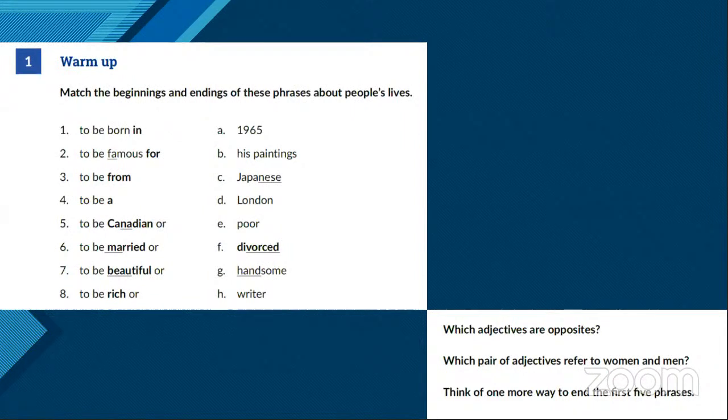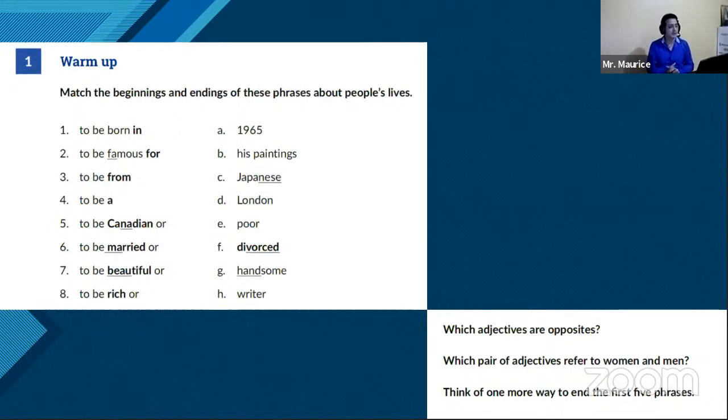Okay, Miss Genesis Arriaga, can you help me? Rich and poor. Yes, very good. Excellent. Okay, thank you, Mr. Walter. It was good. So we have 2 pairs. The number 1, as Mr. Walter said, married and divorced. And the other pairs of adjective, rich and poor. If you just say beautiful and handsome, no, they are synonyms because it has the same meaning.